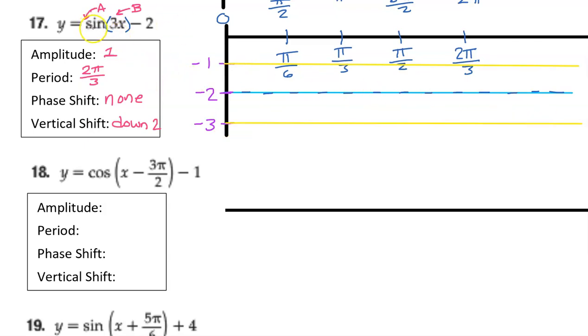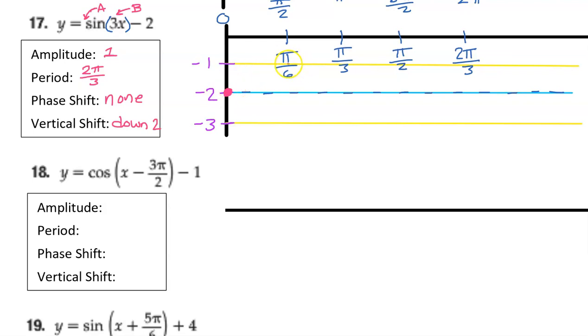Okay, time to graph. This is a sine function that we're graphing. We always start at the phase shift. In this case, there was no phase shift, so that means we're going to start at 0. For the sine function, you begin on the midline. So I'm starting at 0 because there's no phase shift. Sine function starts at the midline and goes up.